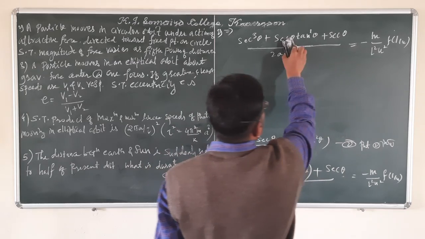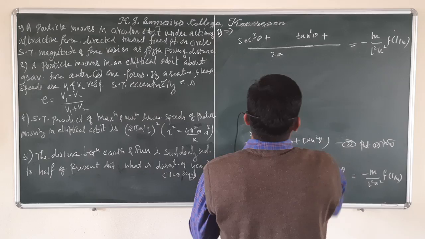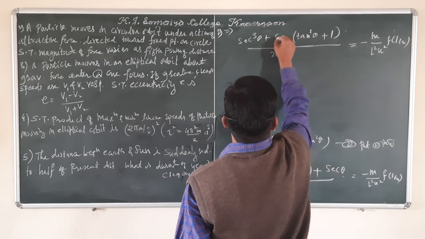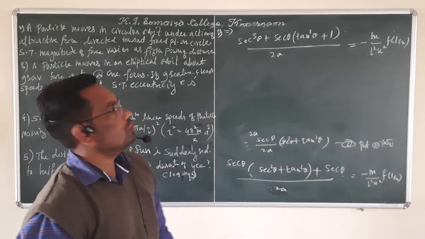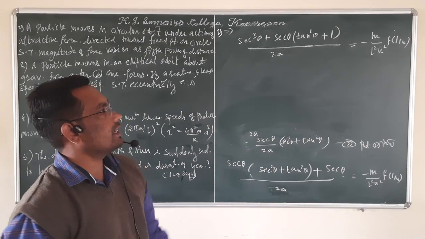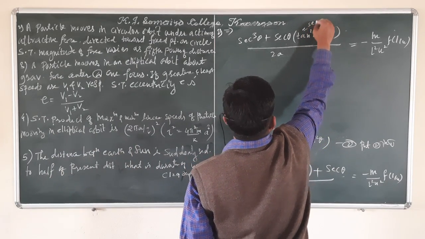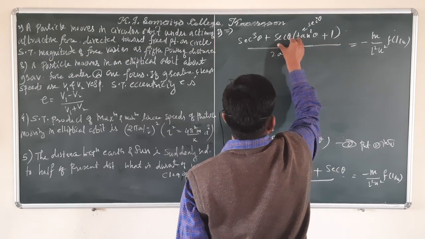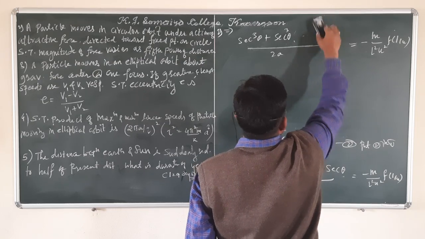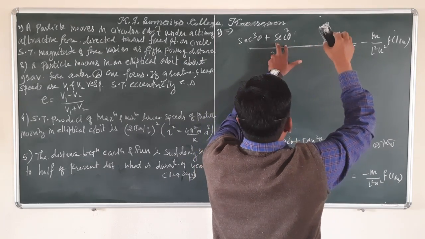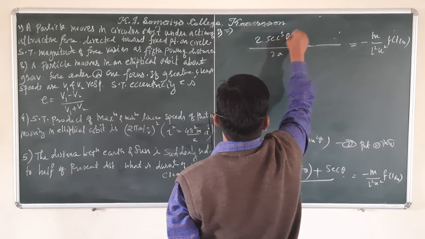Now from this sec theta and sec theta, if you take sec theta common, that will become tan square theta plus 1. So again, using the identity, 1 plus tan square theta is equal to sec square theta. If you use this identity in this equation, here again we get this sec square and this sec, you will get sec cube theta. Now this sec cube theta plus this sec cube theta will become 2 times sec cube theta.